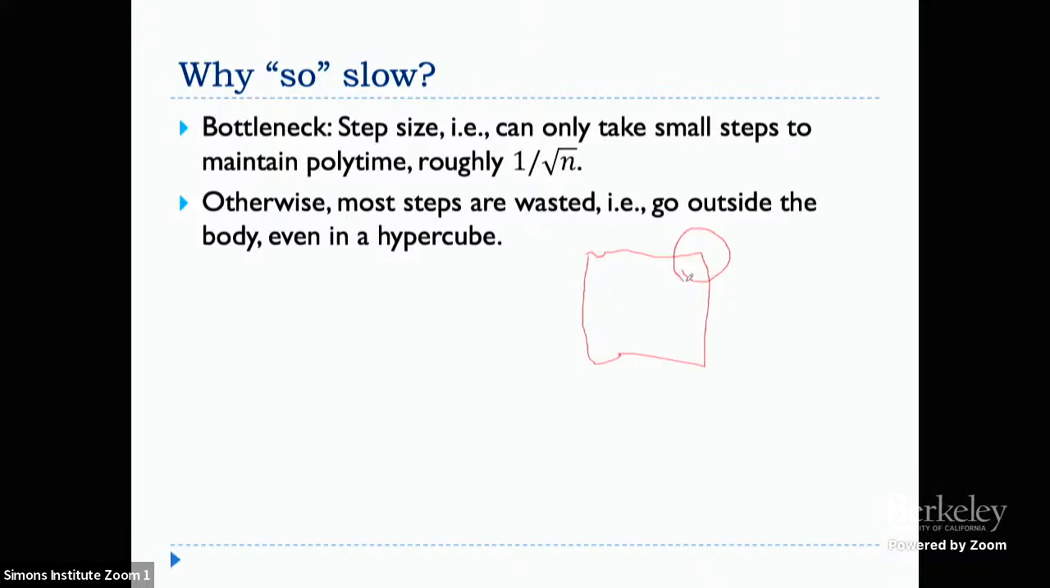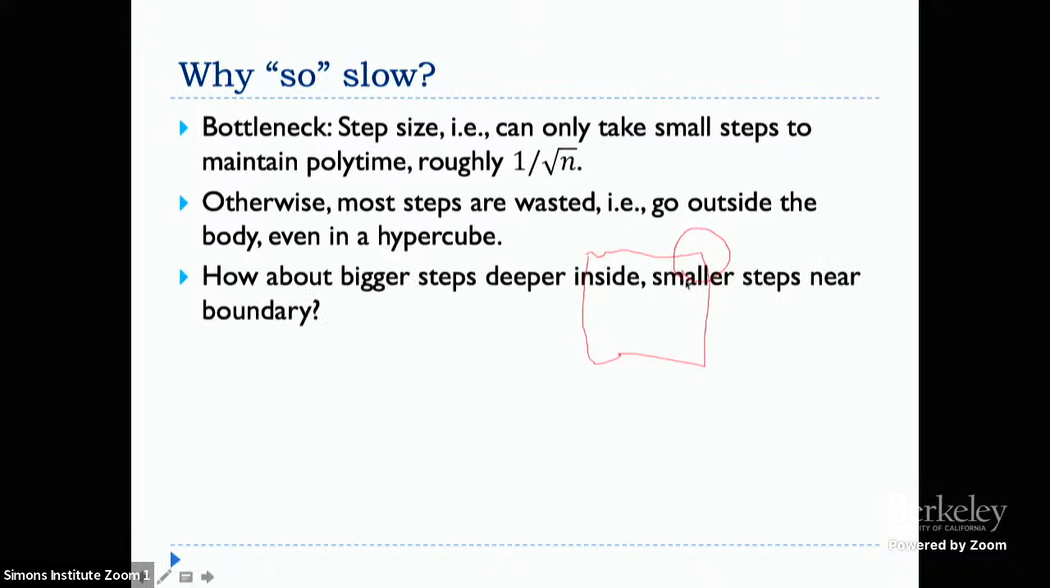1/√n. So you've got to take these tiny steps, and your diameter is root n, so it ends up taking n squared even for a cube. And n squared is the bound for all bodies now. Okay, so then you could say, why don't we take bigger steps when you're deeper and smaller steps when you're closer? I mean, it's pretty obvious, right? But if you try to do that, what will happen is that, okay, here, great, you have a big step, right?